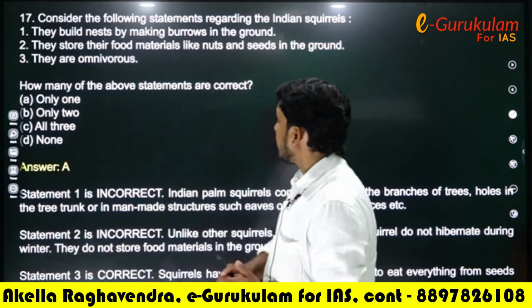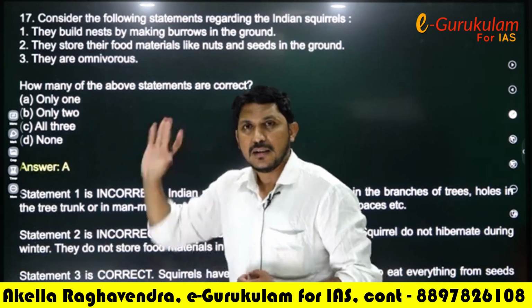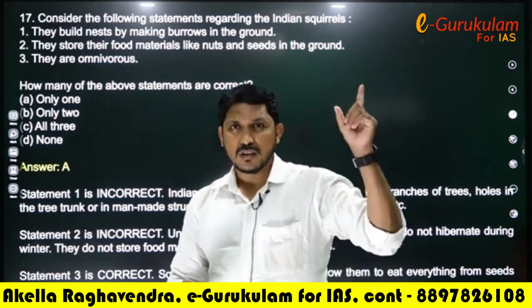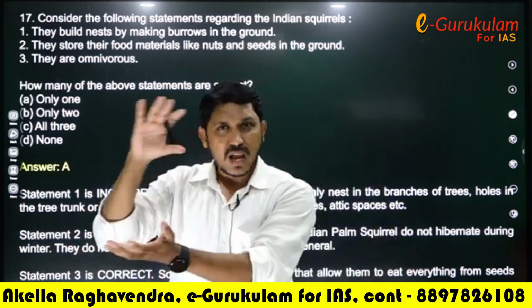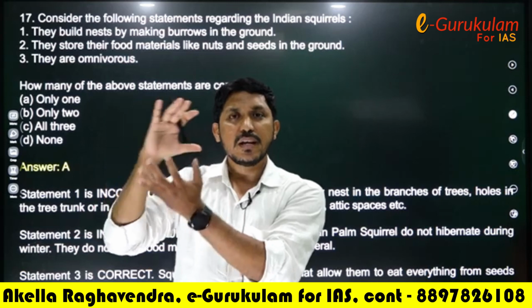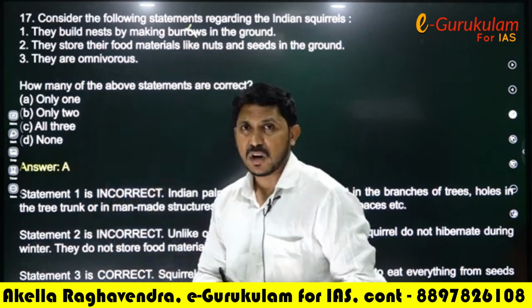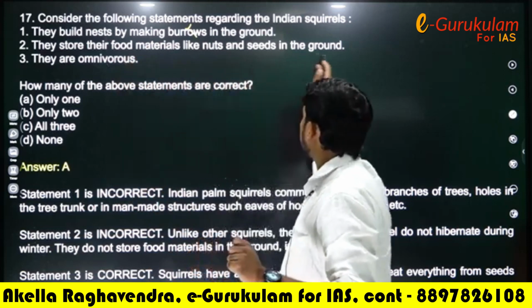For example, they build nests by making burrows in the ground. Ground squirrels will do that. Indian palm squirrels will not make nests in the ground. You can see them on the coconut trees, right? On many of the trees, they actually use tree cavities or the branches of the tree. There they will make the nests. So we can eliminate option number 1 here. If I talk about only Indian palm squirrels, they store their food materials like nuts and seeds in the ground.